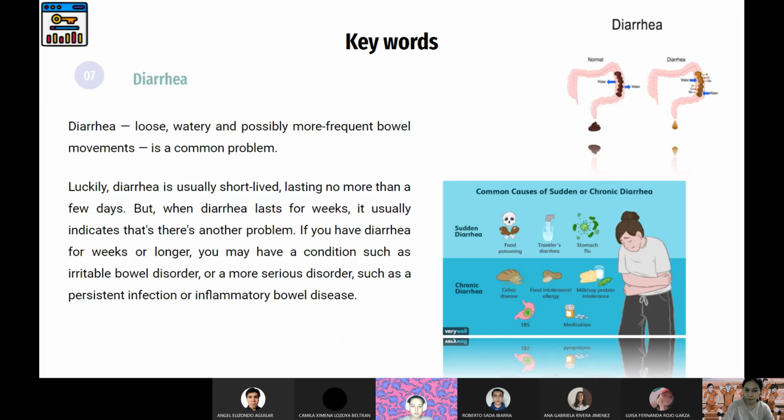Diarrhea. Diarrhea is loose, watery, and possibly more frequent bowel movements. It is a common problem in humans. Luckily, diarrhea is usually short-lived, lasting no more than a few days, but when diarrhea lasts for weeks, it usually indicates that there is another problem. If you have diarrhea for weeks or longer, you may have a condition such as irritable bowel syndrome or a more serious disorder, such as persistent infection or inflammatory bowel disease.